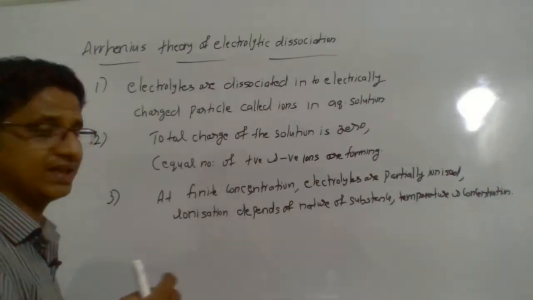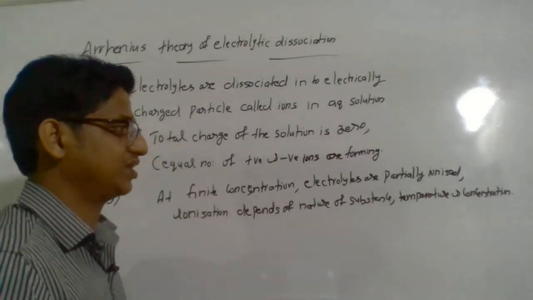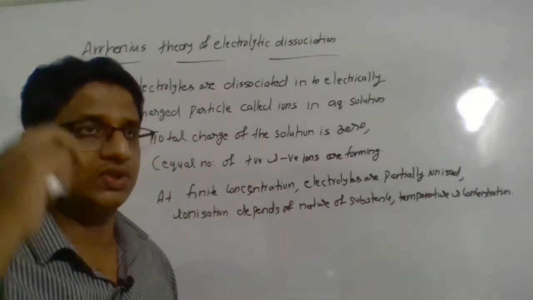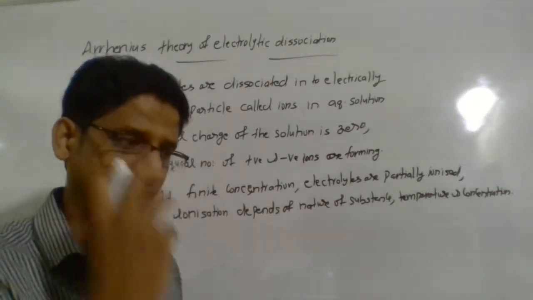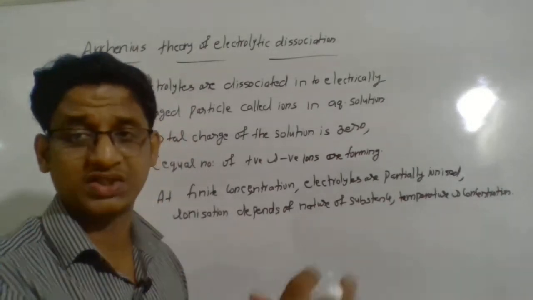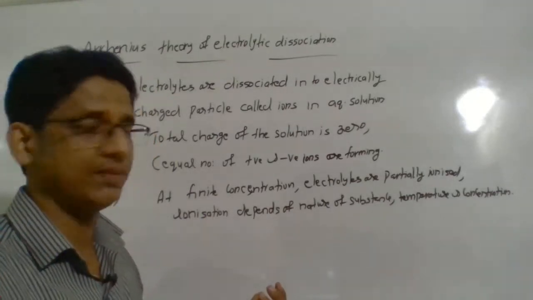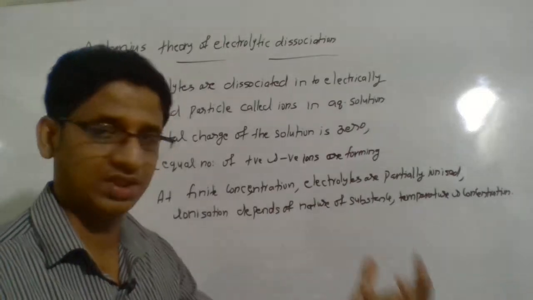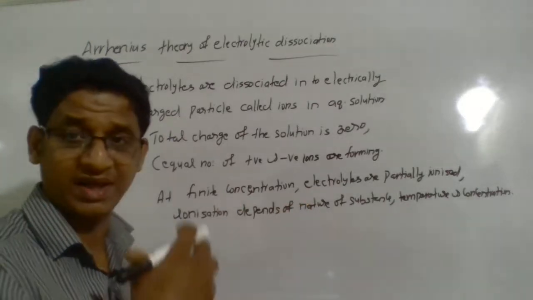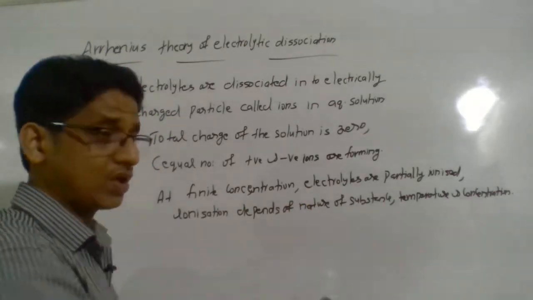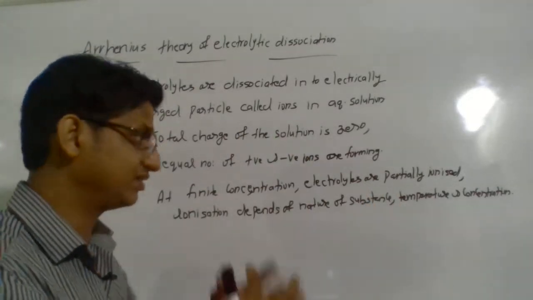Now this is the one point that you have to look at carefully, because according to him, at finite concentration electrolytes are partially ionized. As we already studied, this only works for weak electrolytes, because weak electrolytes are partially ionized while strong electrolytes are completely ionized. So this proposal from Arrhenius mainly works for weak electrolytes. When the concentration decreases, that means dilution increases, what will happen? The degree of ionization increases.